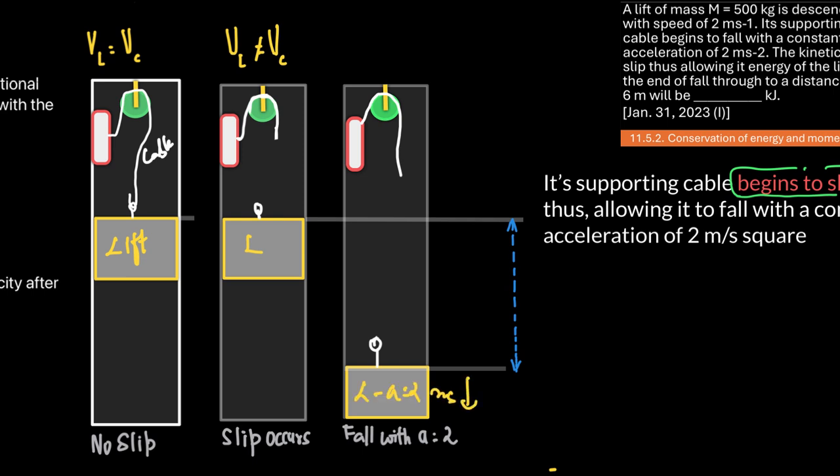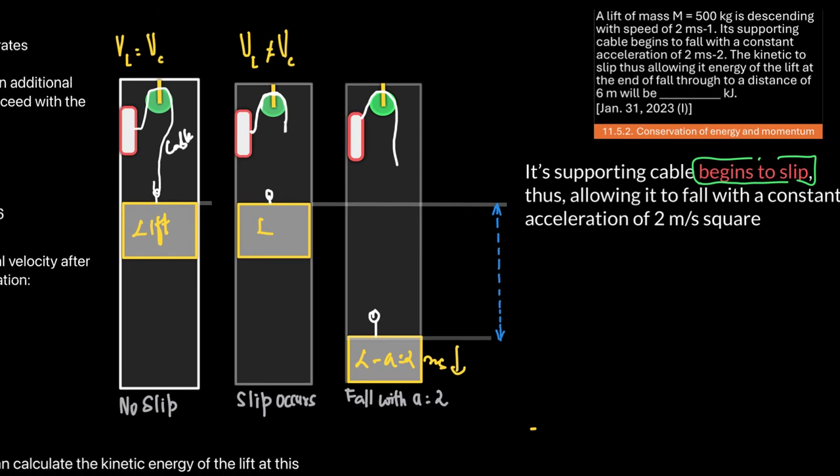It is also given that after slipping, the distance traveled by this lift is 6 meter, and we've been asked to find the kinetic energy of this lift at the end of this 6 meter. At this point, the lift was coming with velocity u equal to 2 meter per second. Then it has been under the influence of acceleration. To find the kinetic energy, we'll first have to find the velocity at this point, and then velocity square into m by 2 will give the answer.